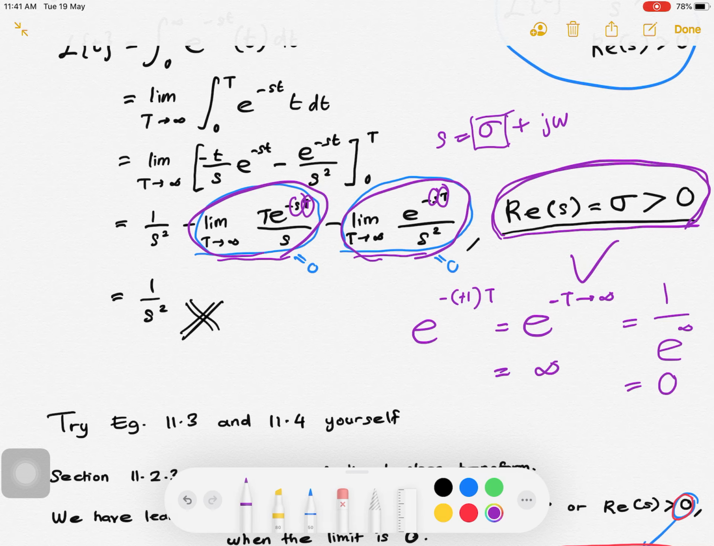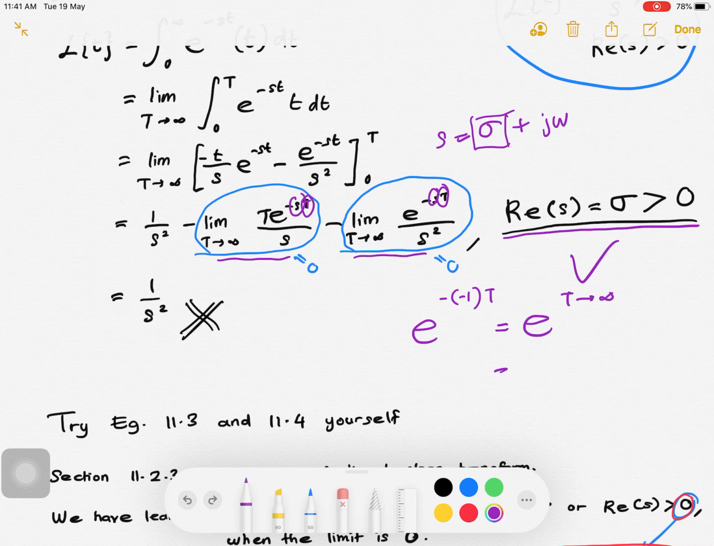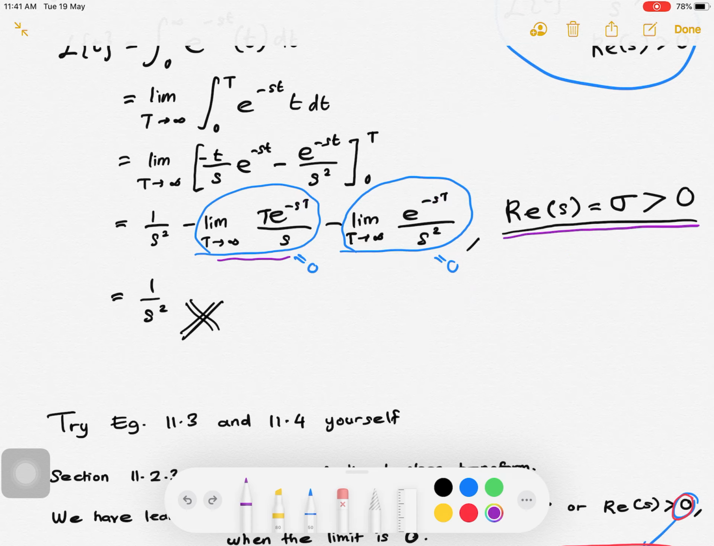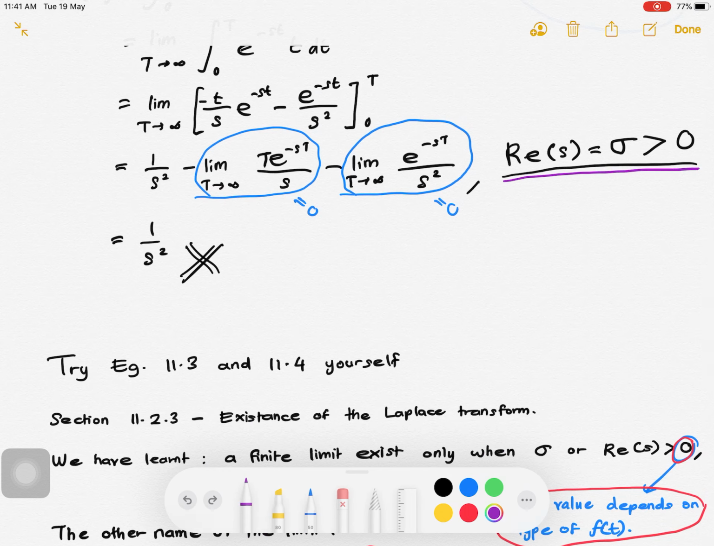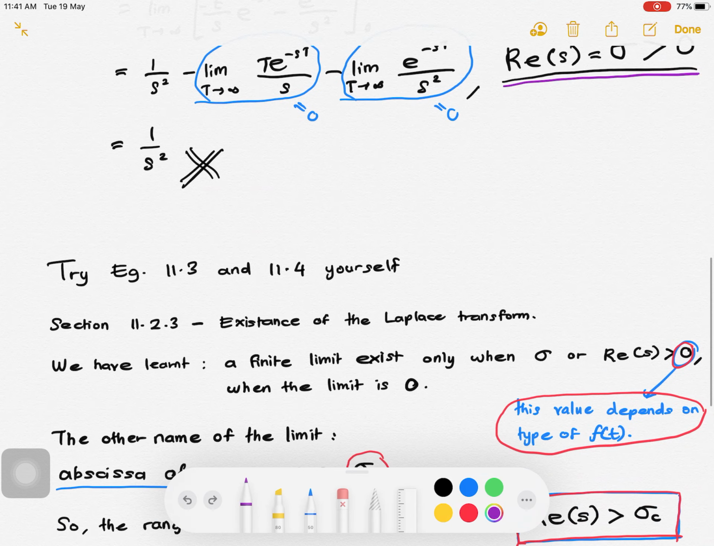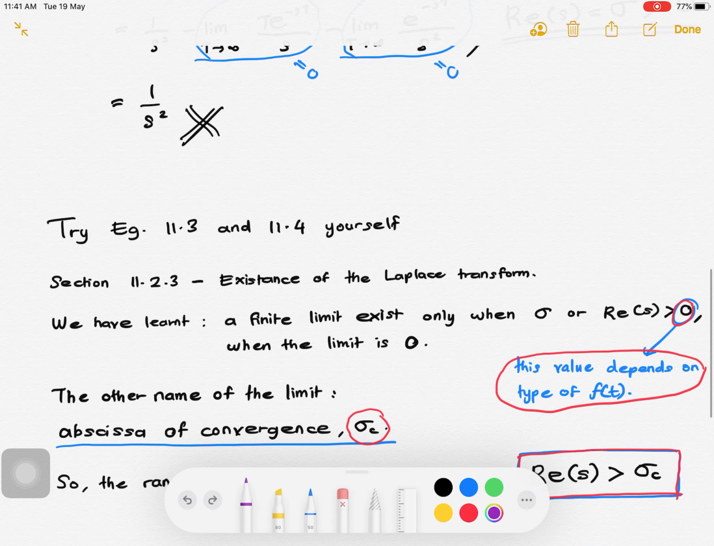Okay, so that's why this is the only component left in the function. Okay, so now we will go to the next example. Example 11.3 and 11.4 is also the derivation of formula, but I want you to do it yourself. You can try it yourself.